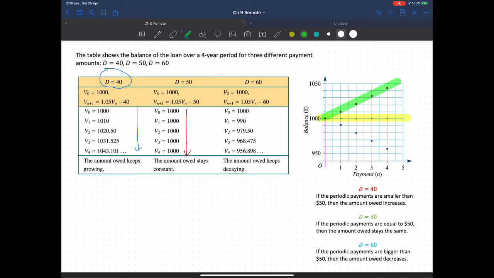The third variation is where the repayment is bigger than the interest that the loan has accrued. So if you have a look, D equals 60. The repayment is bigger than the $50 interest on that initial year. You can see that the amount which is owed is decreasing. So if we're going to look at that graphically, they're the points which are going down.